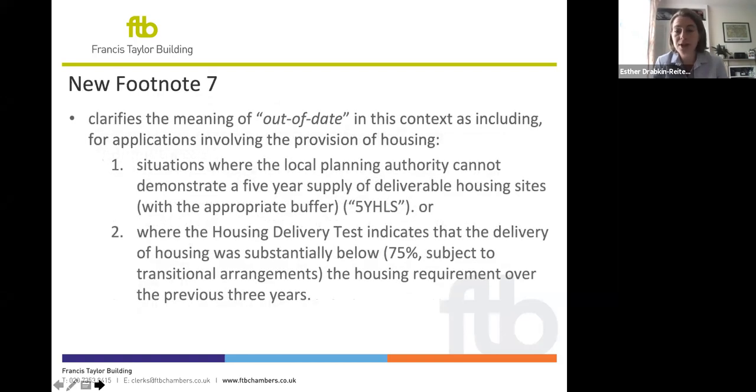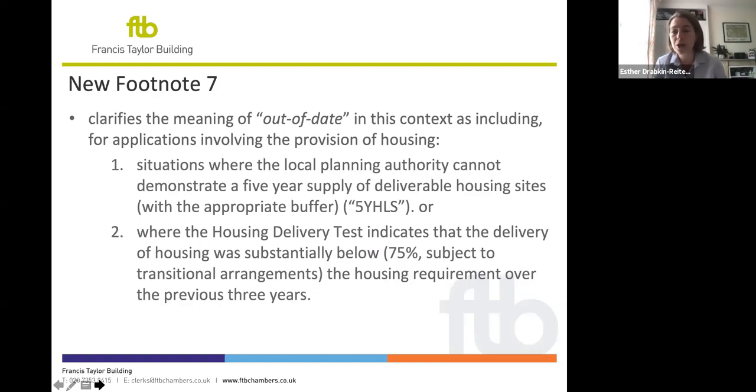So I mentioned that footnote 7 contains some deeming provisions which state that in certain circumstances, policies will be considered out of date in applications for the provision of housing. And those two situations are where the local planning authority cannot demonstrate a 5-year supply of deliverable housing sites, or where the housing delivery test indicates that delivery of housing was substantially below the housing requirement over the previous 3 years. So this is 75% unless transitional arrangements apply, as set out in Annex 1 to the 2019 NPPF.